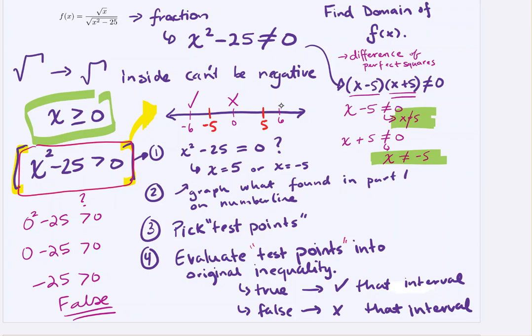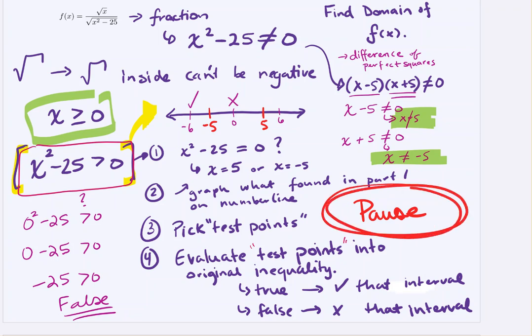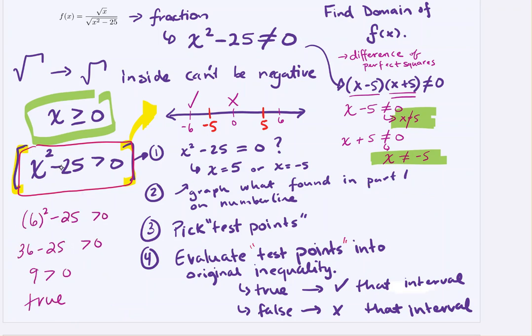Check our last test point, and at this point I recommend you pause the video. Check the last test point at 6 as we did with the previous two. Put a check or X based on if you get a true or false statement. Unpause when you're ready to check your work. Plugging in 6 to the inequality here, 6 squared minus 25 is greater than 0. That simplifies to 9 is greater than 0, which is true. So we put a check over here.